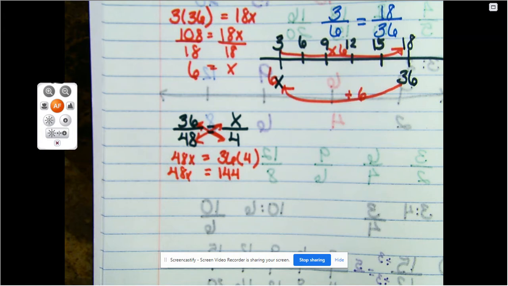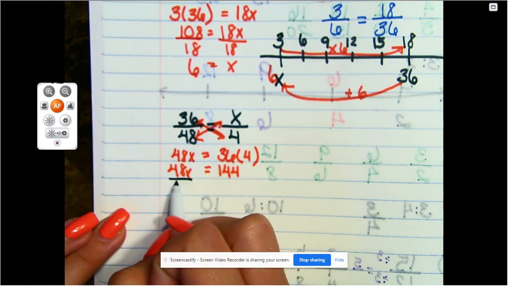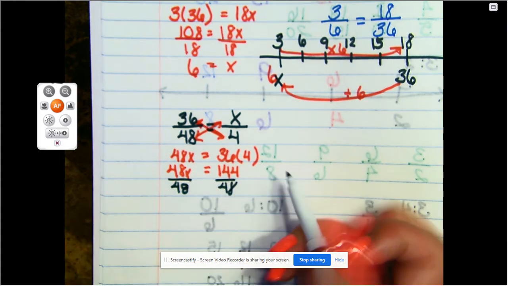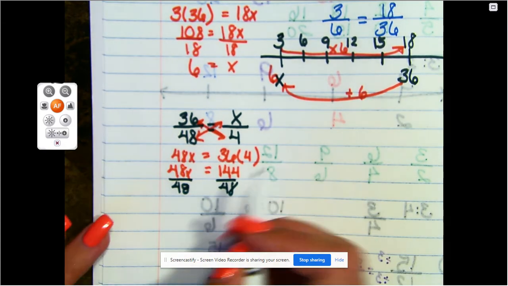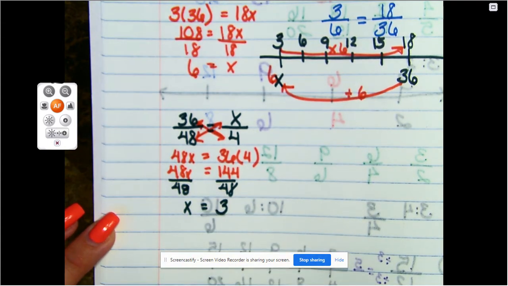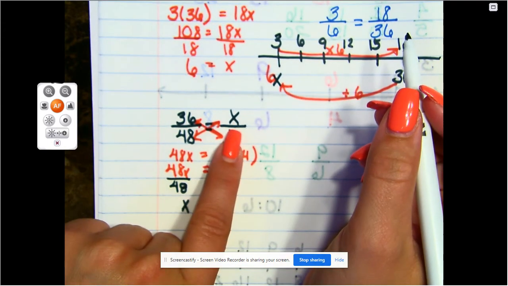Okay, the opposite would be dividing by 48, because this was multiplication here. And 144 divided by 48 gives me 3. So x is equal to 3. So again, 3.